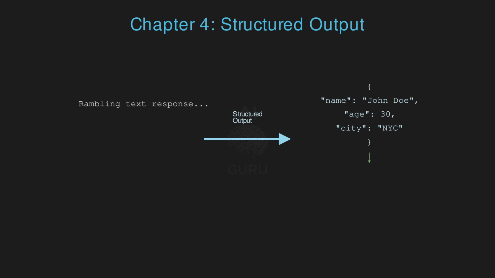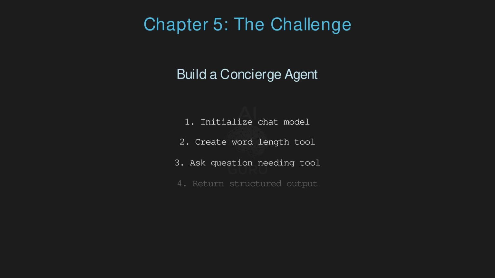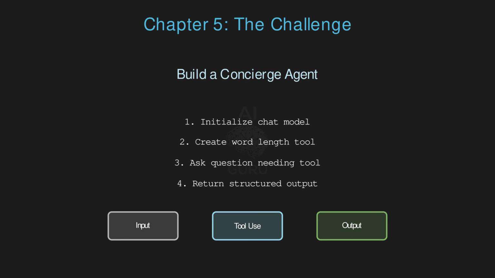So for the listener who wants to get their hands dirty, what's the homework assignment? Here's the challenge. Build a simple concierge agent. Initialize a model with init_chat_model. Give it one simple tool, maybe a function that calculates the length of a word. Ask a question that requires that tool, and then use structured output to format the final answer. Simple inputs, tool use, and structured output. It touches on every piece of what we talked about. Exactly. If you can build that, you've grasped the fundamentals of modern AI engineering.